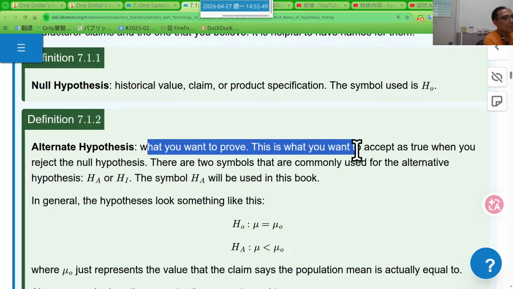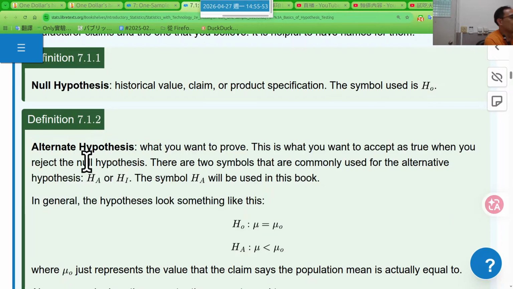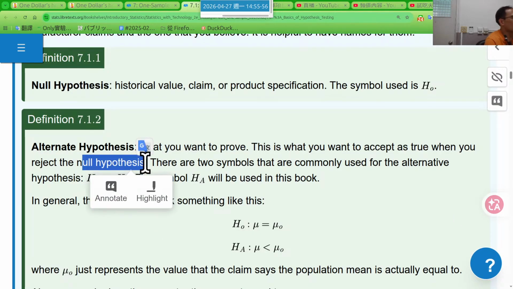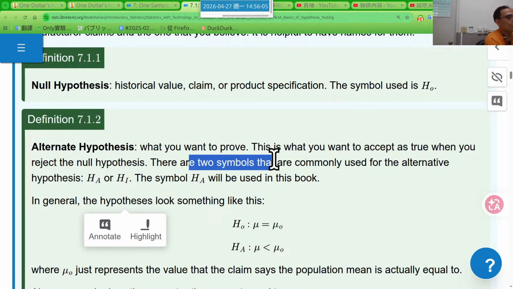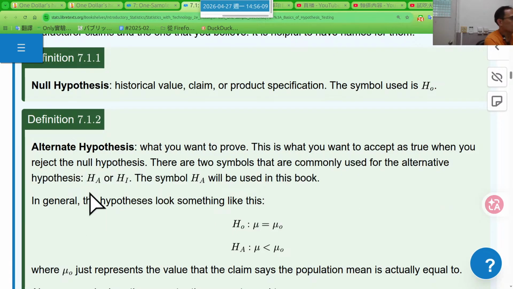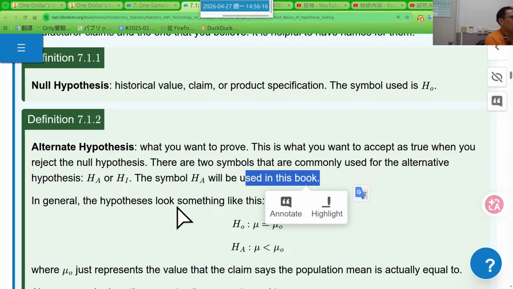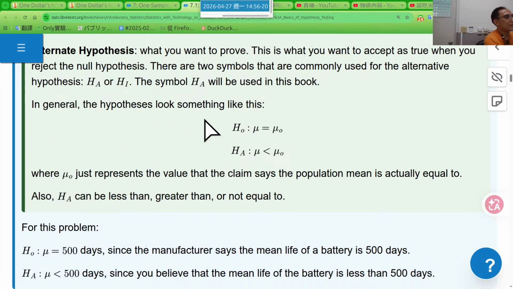This is what you want to accept as true when you reject the null hypothesis. Generally, we run the test. If we reject the first one, we will accept the second one. There are two symbols commonly used for the alternative hypothesis: HA or H1. The symbol HA will be used in this book. A is for alternative.